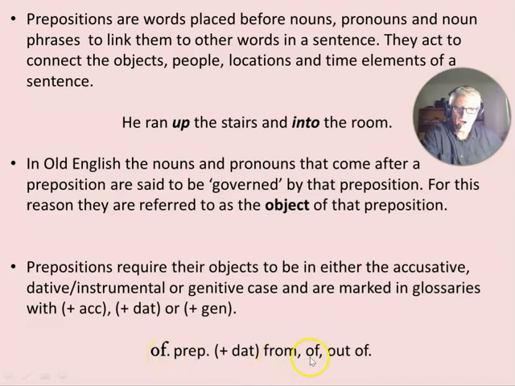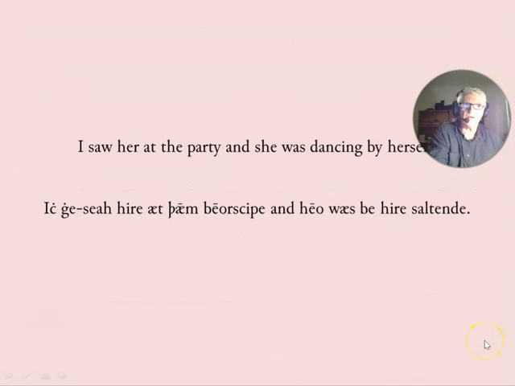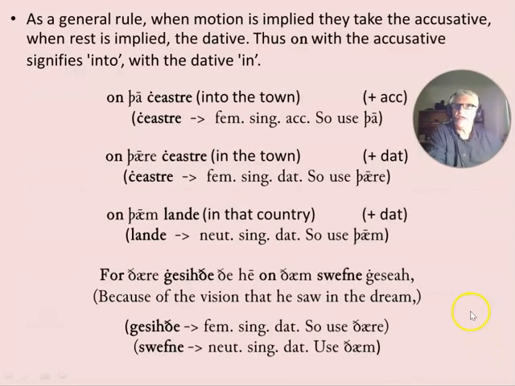Is from, of, out of. Okay, when you translate it to modern English. Again, as a general rule, when motion is implied, they take the accusative. When rest is implied, the dative. So when motion is implied, the preposition takes the accusative form, and where rest is implied, motionless, then you take the dative form. Thus, on with the accusative signifies into, and with the dative in.